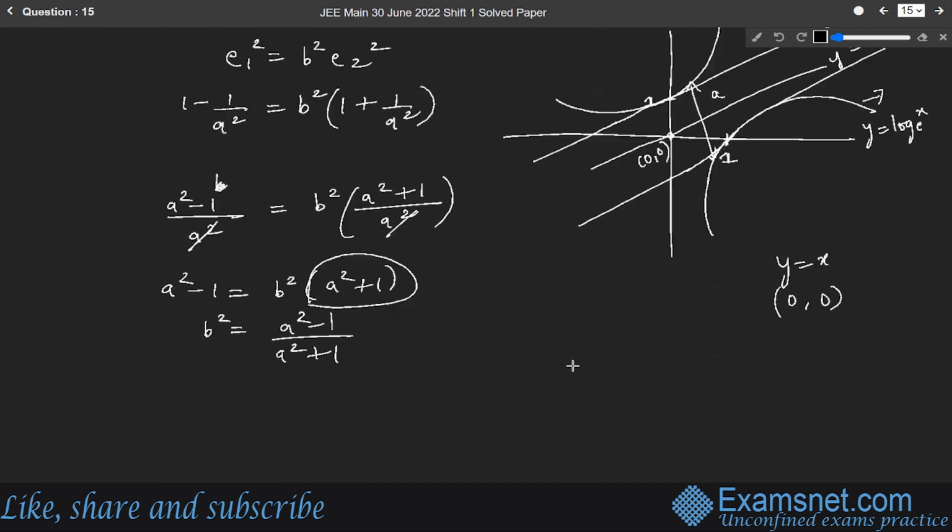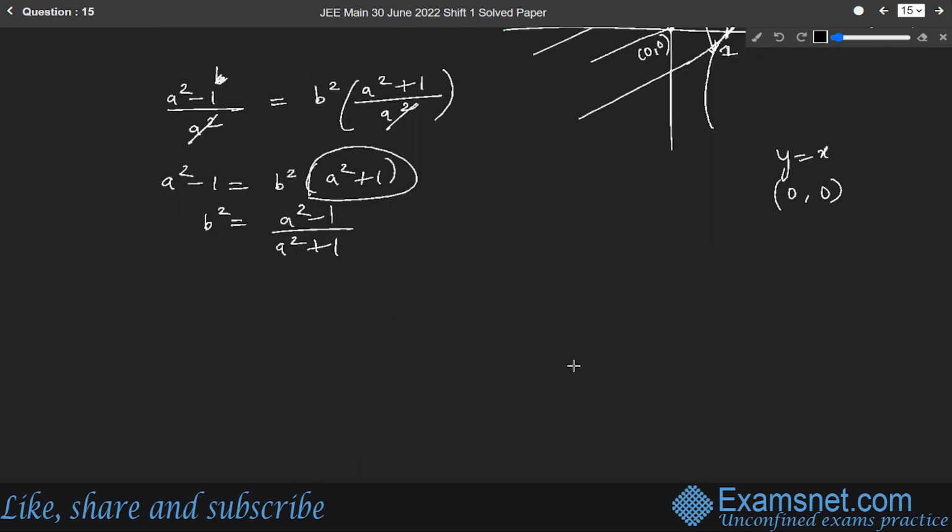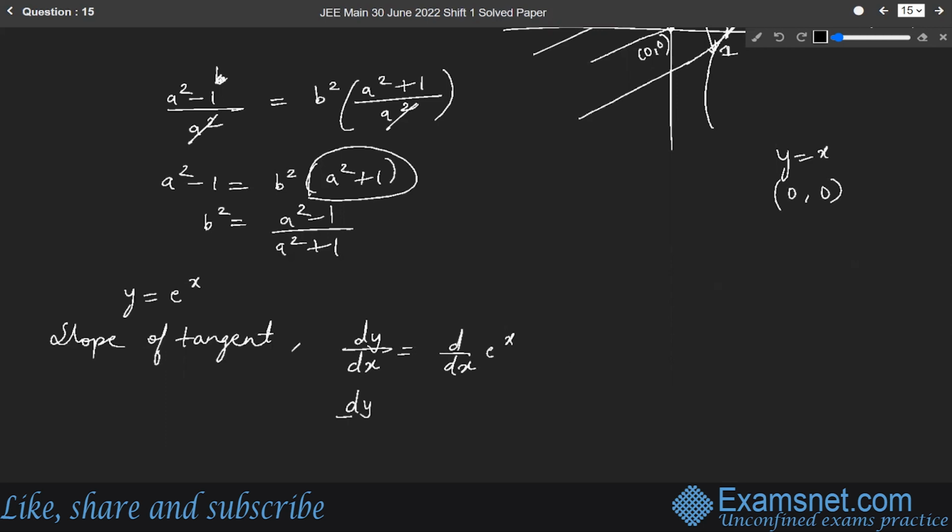Okay, so let us first differentiate both the values. What is the first curve? y is equal to e power x. Okay, so the slope of the tangent to this curve will be dy by dx is equal to d by dx of e power x. What is d by dx of e power x? It is e power x. So we have dy by dx is equal to e power x.